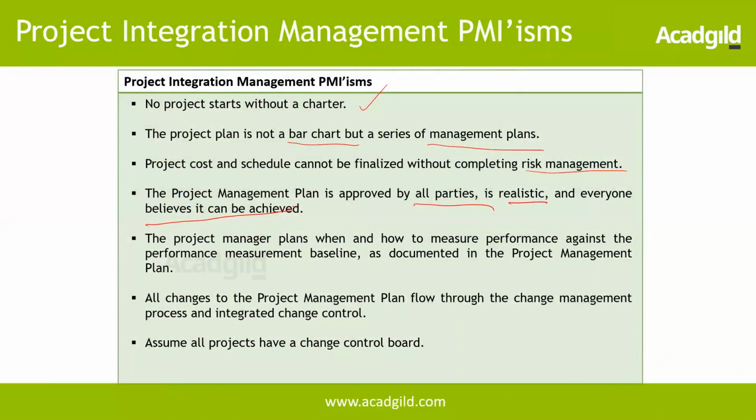So the project manager cannot create a baseline on his own. It needs to be circulated to all the stakeholders and everybody should be in sync with what is being derived in the project management plan. The project manager plans when and how to measure performance against the performance measurement baseline as documented in the project management plan. All changes to the project management plan flow through the change management process and integrated change control, and assume all projects have a change control board. Again, this is another key thing where a lot of us may not have a CCB in our organization. So here we need to assume that the CCB is always available and changes go through the change management processes.